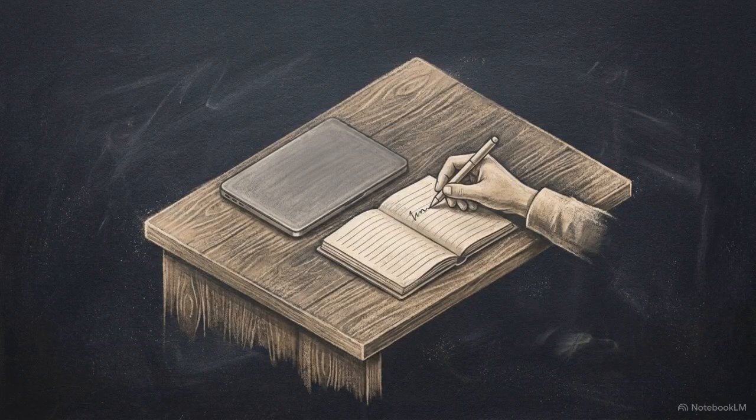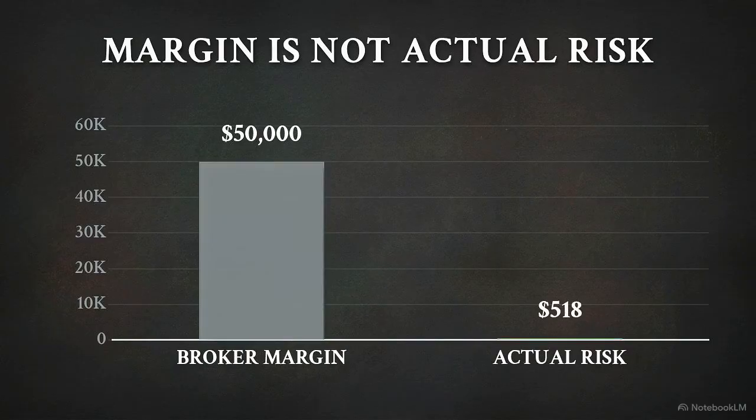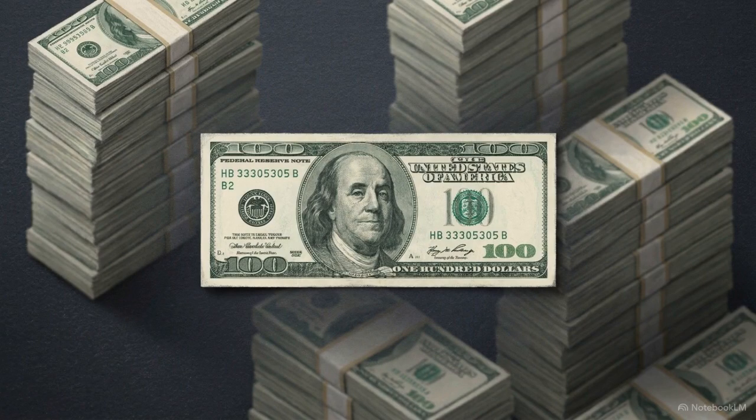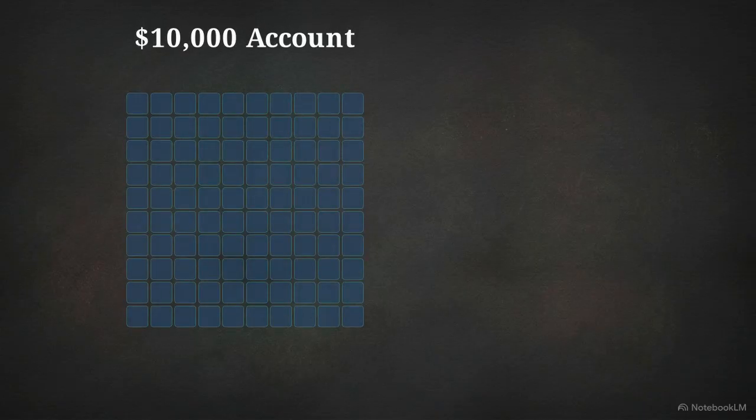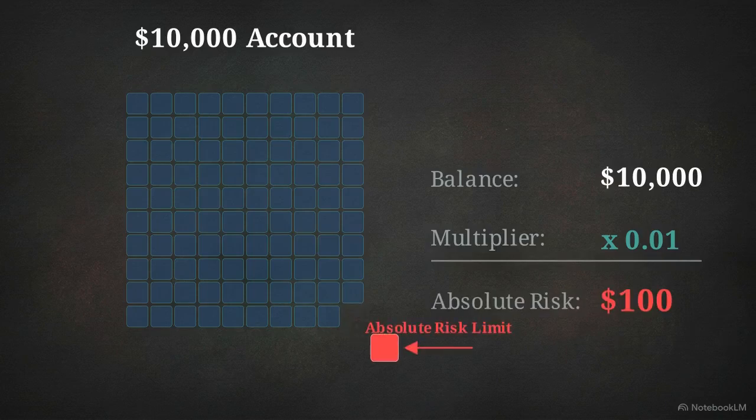Step 1 requires you to define a fixed dollar risk before you open a single chart. It is a mistake to equate available margin with actual risk. Margin is simply the borrowing power provided by your broker. Absolute risk is the specific amount of your own capital you are willing to lose on one trade. For a $10,000 account, the math is simple. Multiplying your balance by 0.01 gives you an absolute risk limit of exactly $100.